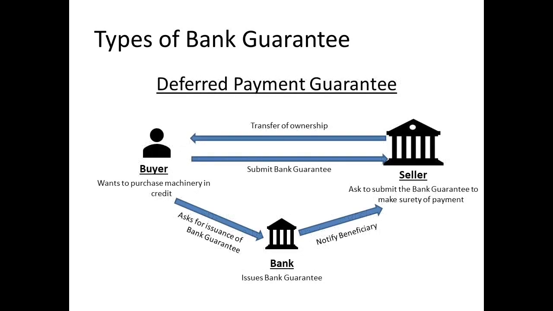For example, Firm A, which is a buyer, is planning to buy machinery from Firm B, which is a seller, amounting to $10 million. However, Firm A does not have enough money to buy. Hence, A will now ask B for a credit period of 90 days. In response to that, B asks A to provide a bank guarantee of $10 million with a validity period of 90 days. Hence, A will now approach the bank to issue the deferred payment guarantee as per the requirement. After issuance of the same, A will submit that guarantee letter to B and take the ownership of the machinery.